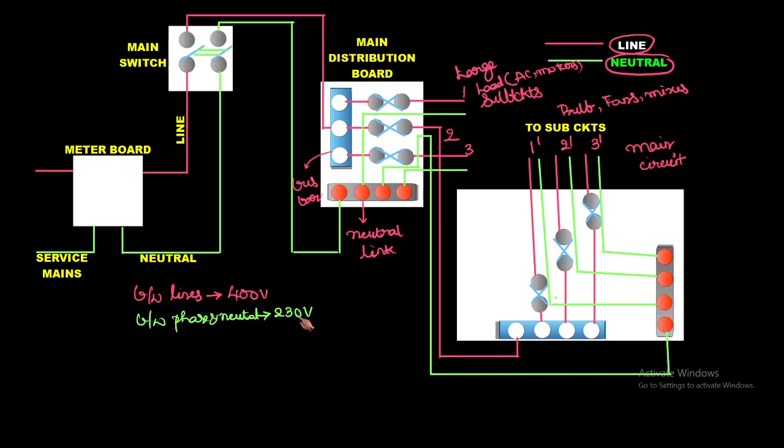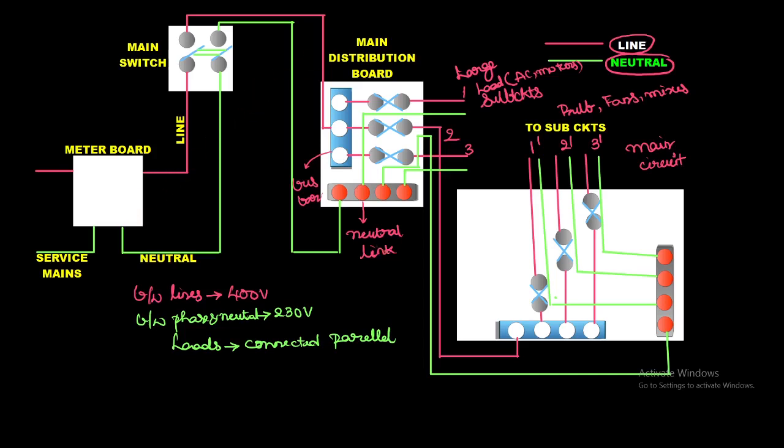So various lights we are connecting. Always remember this point also: all the loads are connected in parallel. That is also very important. All the loads are always connected in parallel. So this is the entire main distribution board and meter board we are going to see.